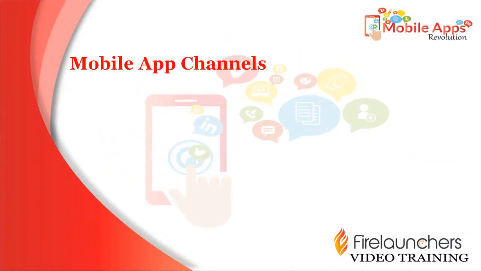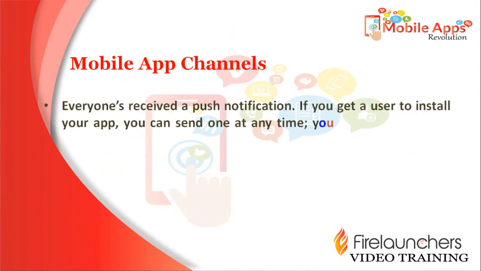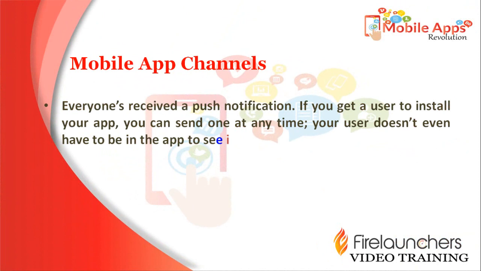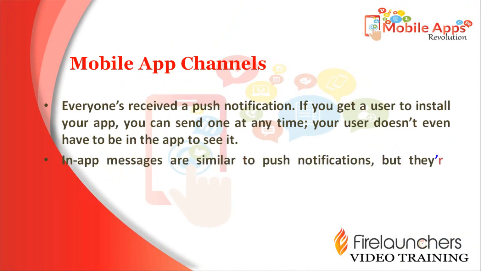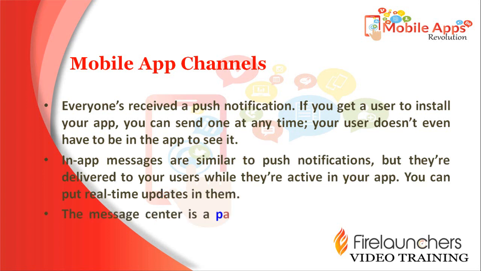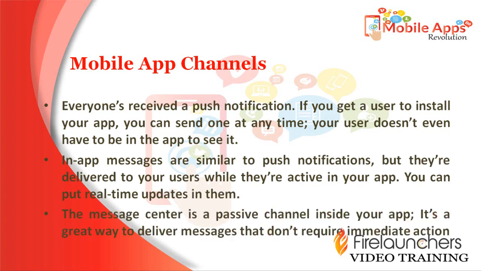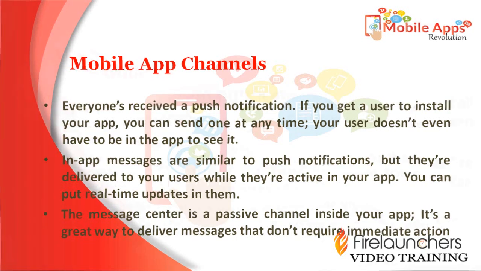Mobile app channels. Everyone's received a push notification. If you get a user to install your app, you can send one at any time. Your users don't even have to be in the app to see it. In-app messages are similar to push notifications, but they're delivered to your user while they're actively in your app. You can put real-time updates in them. The Message Center is a passive channel inside your app. It's a great way to deliver messages that don't require immediate action.